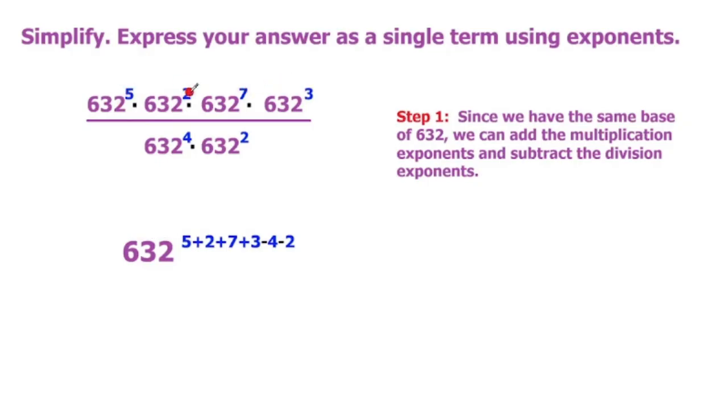So 5 plus 2 plus 7 plus 3, minus 4, minus 2. So we just subtract all the ones that are in the denominator. And when you do the arithmetic on this, you're left with 632 to the power of 11. And that's it. That's all there is to that problem. And it's very simple. Anyone can do this.